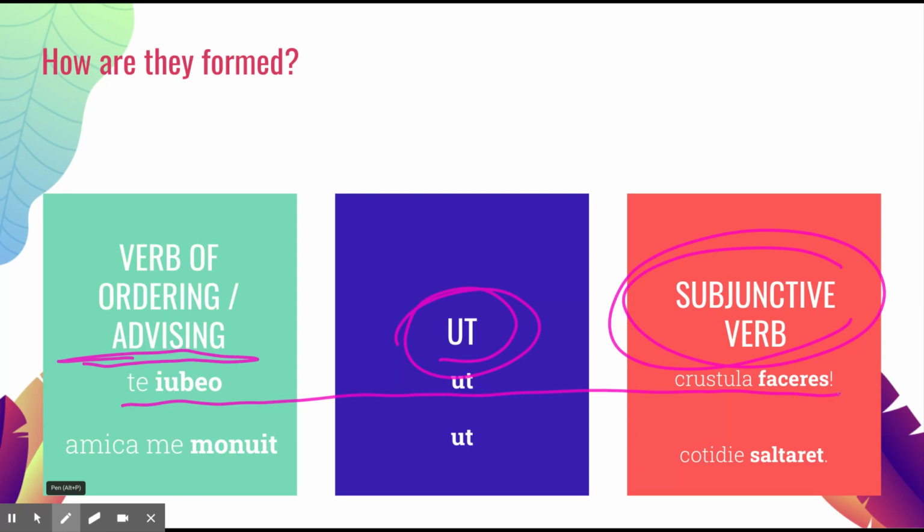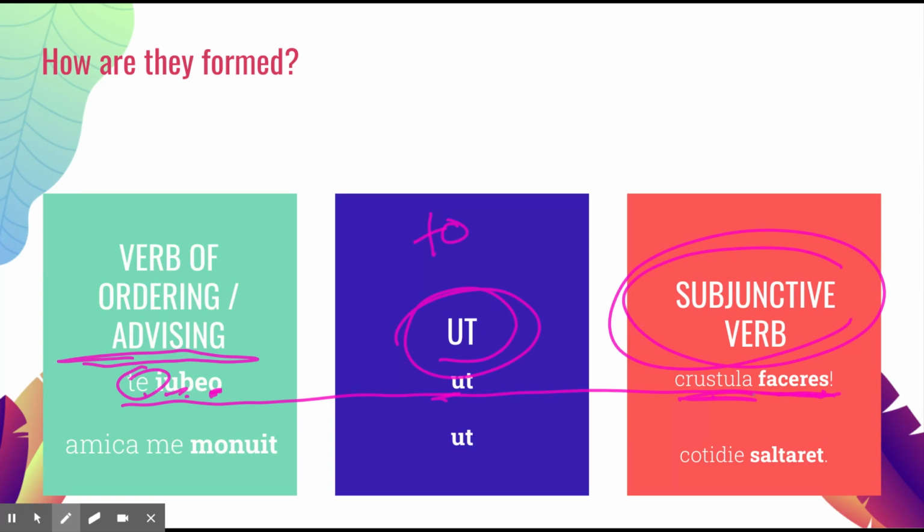Iubeo te ut cústula faceres. Iubeo is a verb of ordering. I order you, and then we have an ut, and then faceres, to make cookies. But you'll notice that we don't translate ut in this case as "so that." It's not "I order you so that." That sort of makes it sound like a purpose clause. So when you have a verb of ordering, your ut is not going to mean "so that" anymore. It's going to translate to "to," just like when Simon says to touch your nose. I order you to make cookies. That's how it works. Let's do another one.